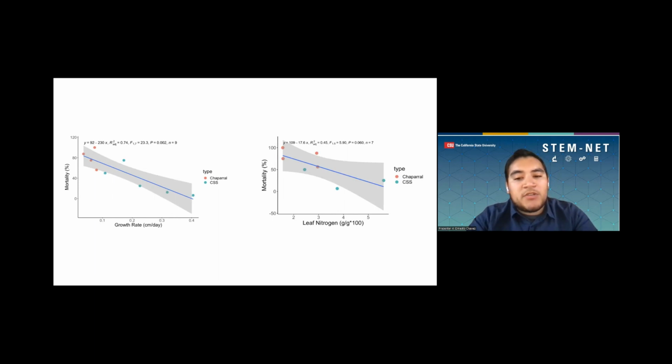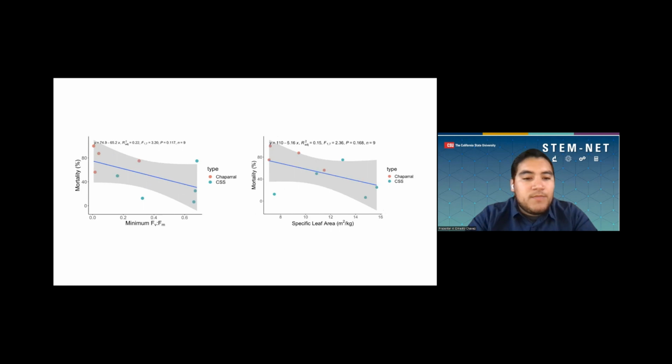We also saw something similar with leaf nitrogen concentration, and chaparral were on the smaller side of leaf nitrogen concentration, and had higher mortality rates compared to the coastal sage scrub. We also saw this with fluorescence. Coastal sage scrub tended to do better in this case too, but we did see a bit more variation between some species.